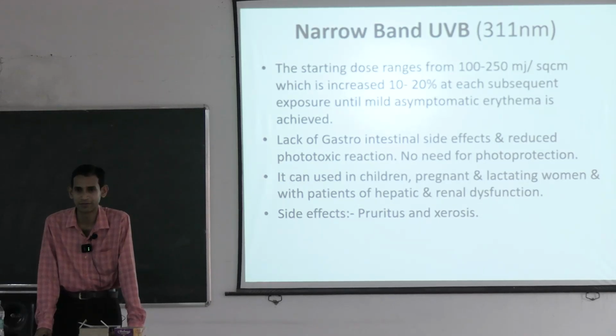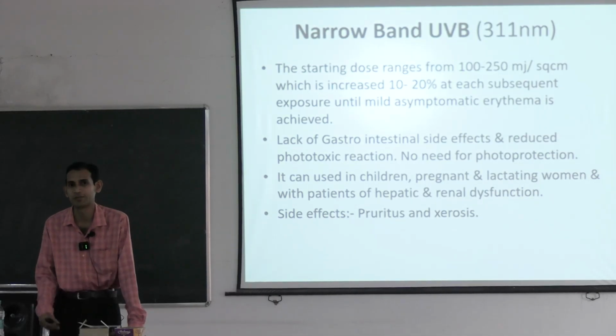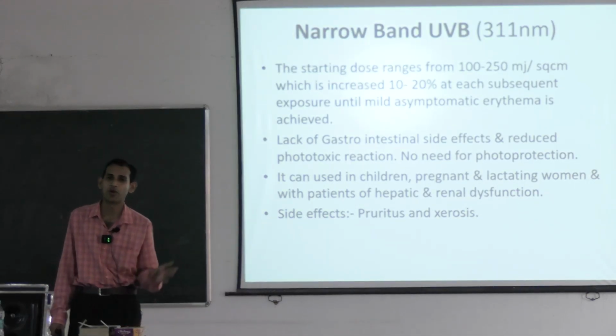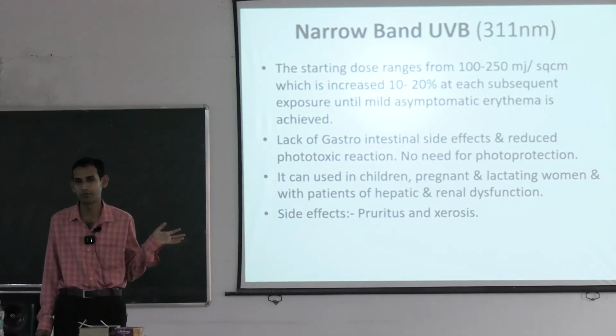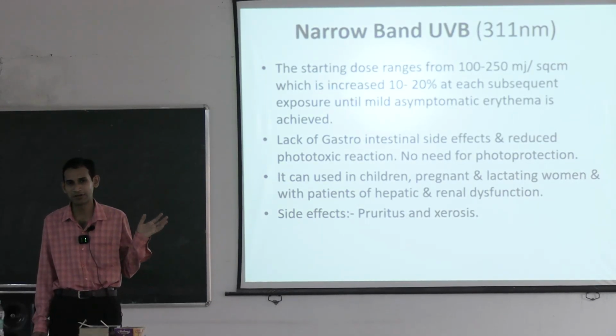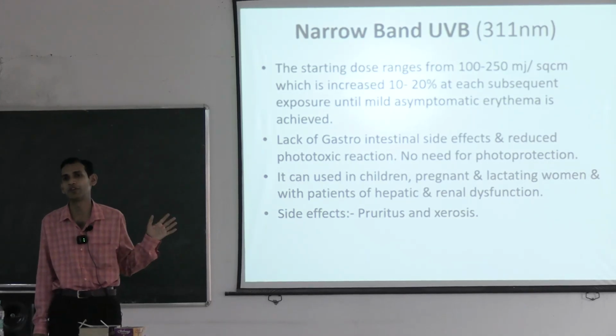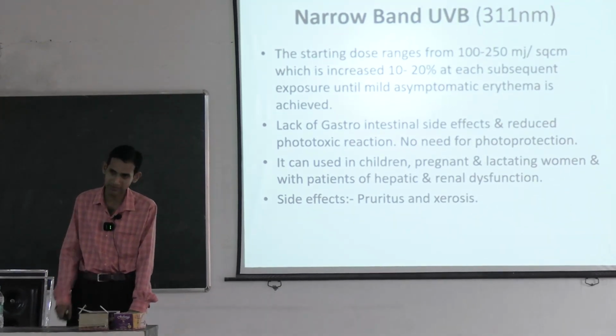But the most important side effects are pruritus and xerosis. Xerosis means dry skin, and pruritus means itching. Mild itching or dry skin can occur, which is easily manageable. With narrowband UVB therapy, there is no risk of cutaneous malignancies. In PUVA, with long-term exposure, there are a few reported cases of cutaneous malignancies, such as squamous cell carcinoma, but in narrowband UVB there is no risk of cutaneous malignancies. This is also important. So it is a comparatively safe treatment.